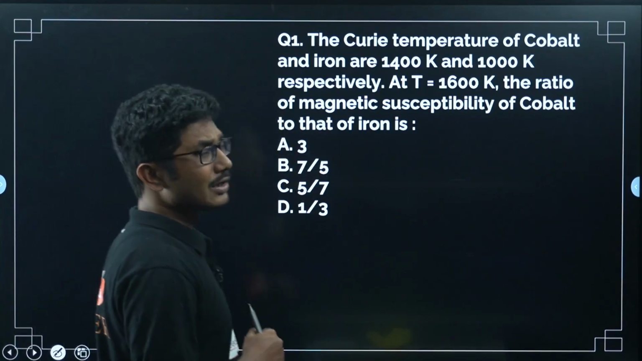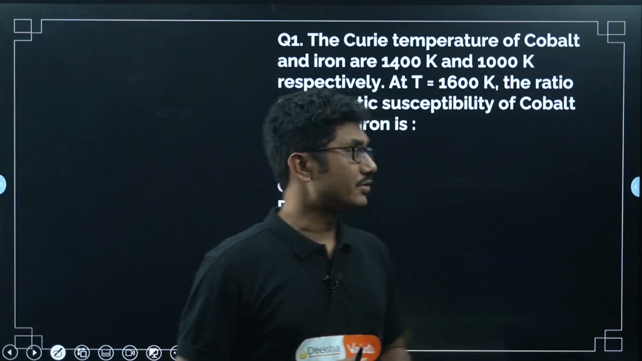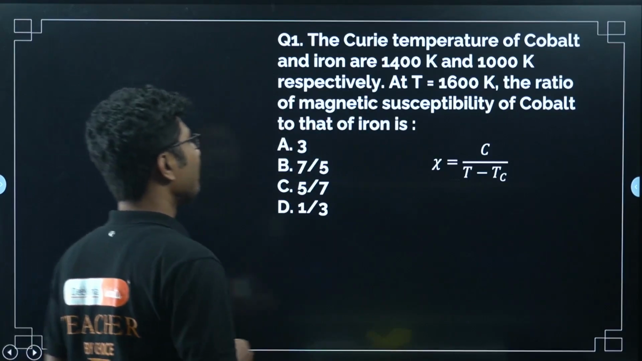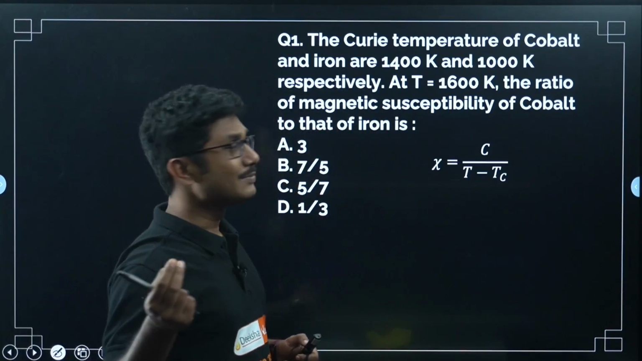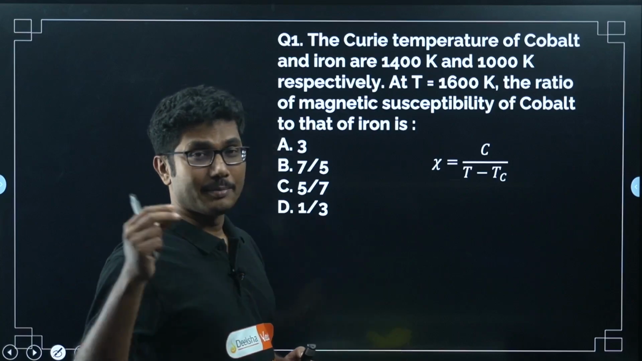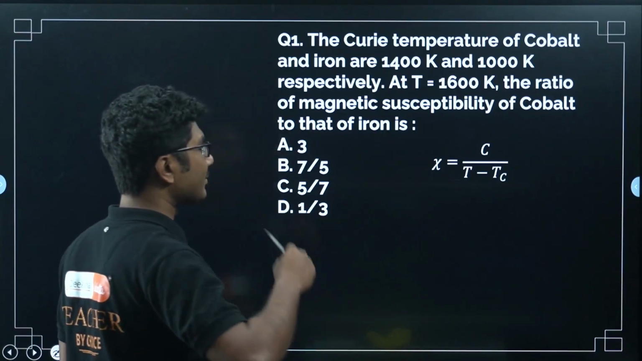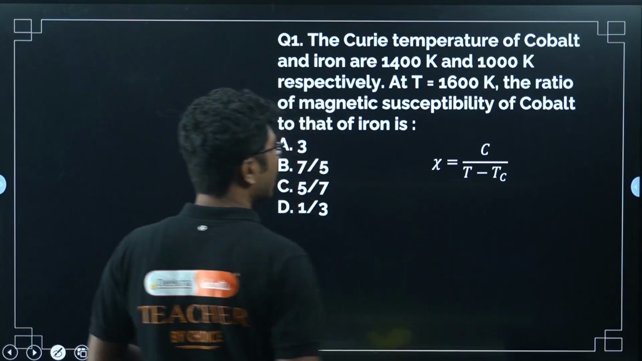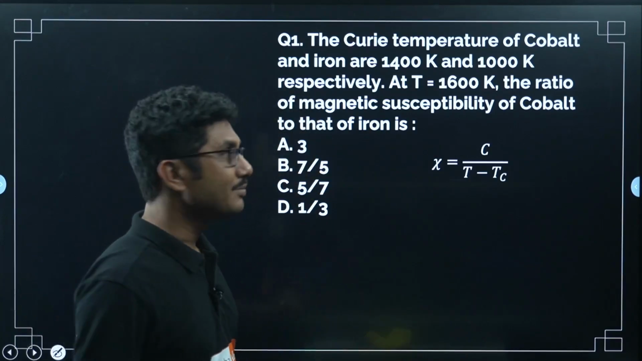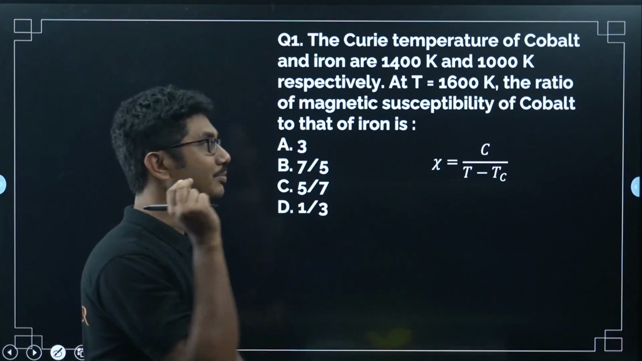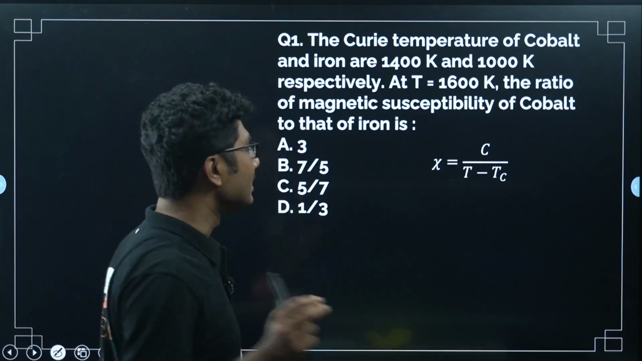Now this part, Curie temperature, is no longer part of your syllabus, but there is a relationship between Curie temperature and magnetic susceptibility. Maybe this formula can come in your JEE exam, so that's why I am solving this. Even if they say this is deleted, sometimes questions overflow into this, so be prepared if this question comes.